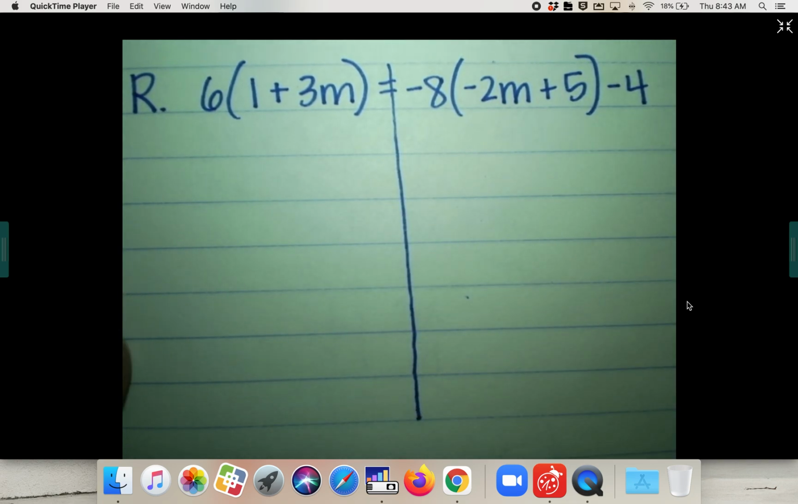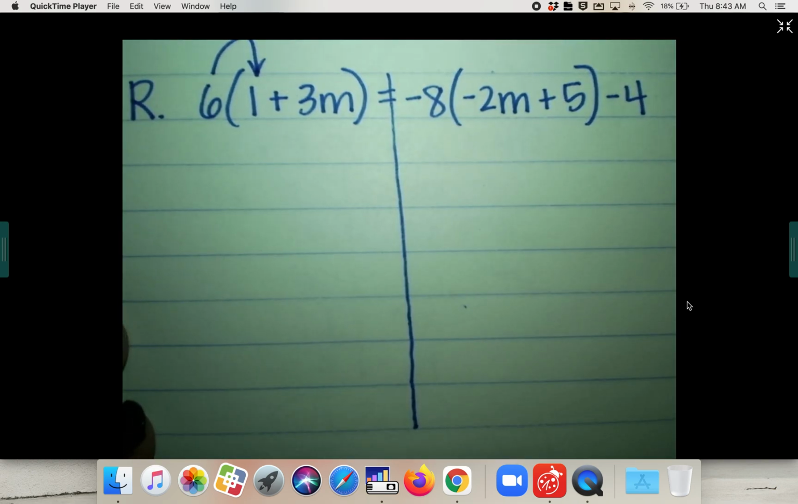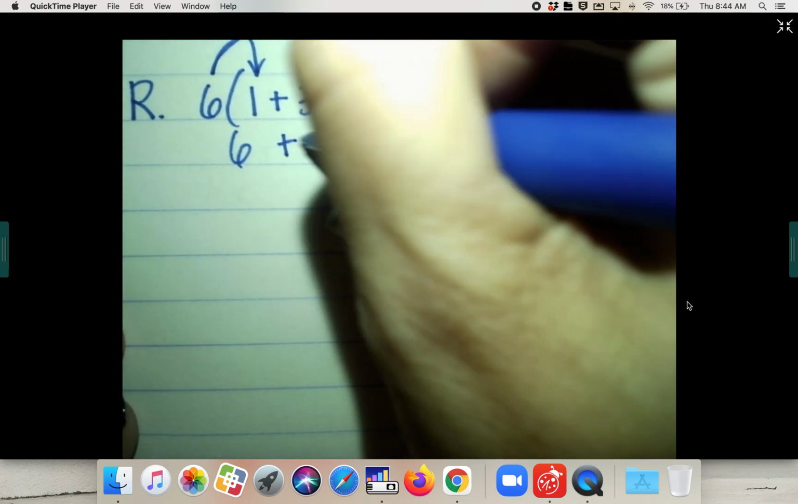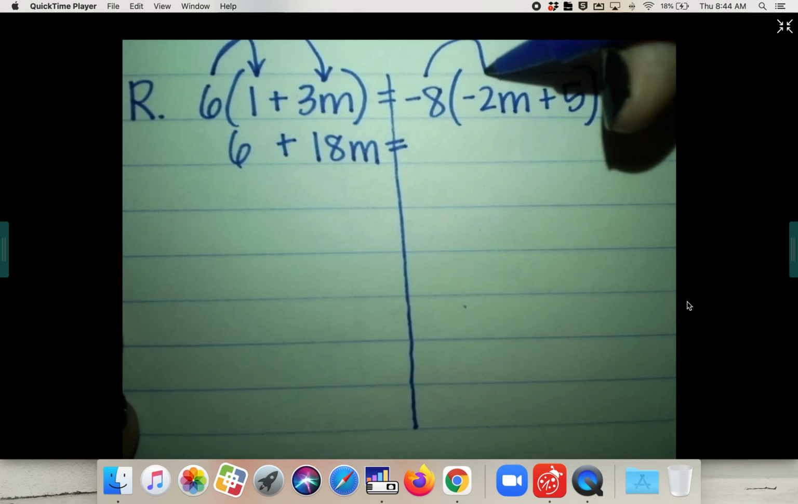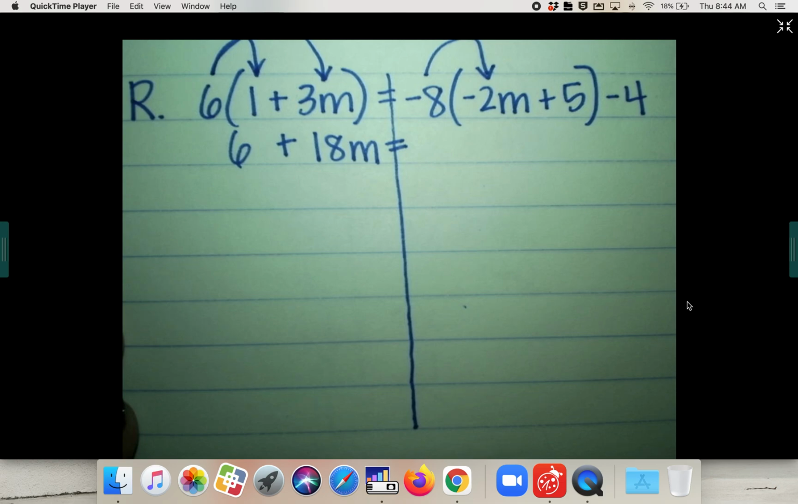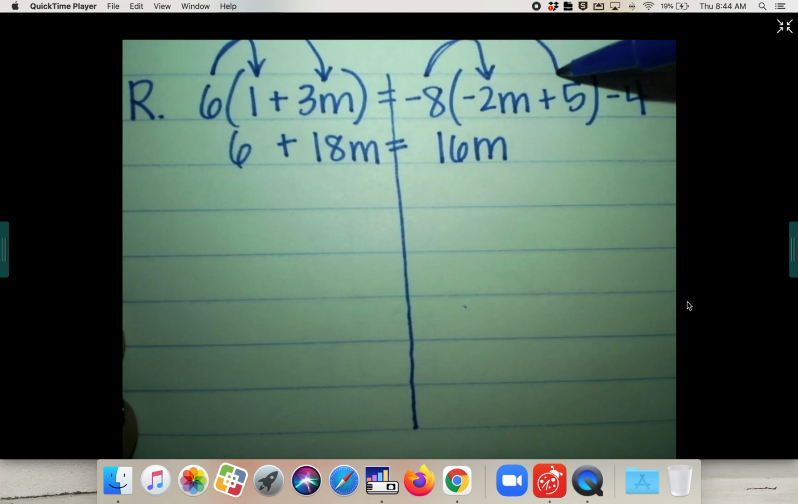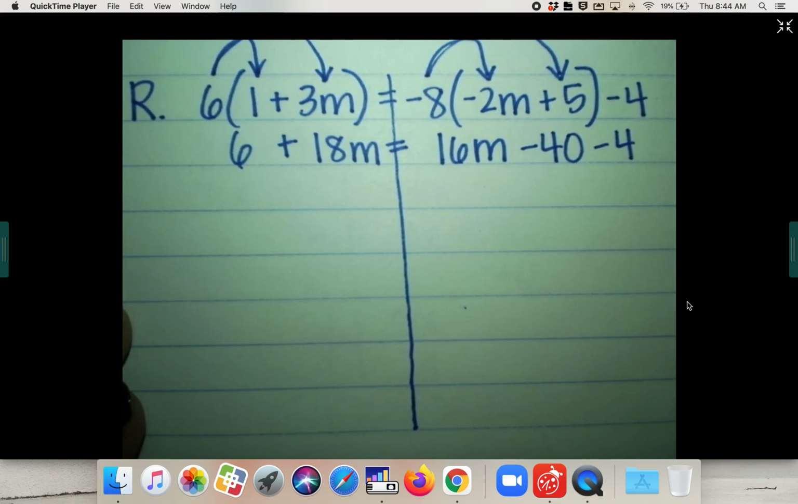All right, we have distribution on both sides, so I'm just going to start in with the left side first. So let's do 6 times 1. 6 times 1 is 6. 6 times 3m is 18m, and it's positive, so put plus 18m. On the right, we're going to distribute our negative 8. So what's negative 8 times negative 2m? It's positive 16m. Very good. All right, negative 8 times positive 5, negative 40. And then we've got this minus 4 over here just to bring down.